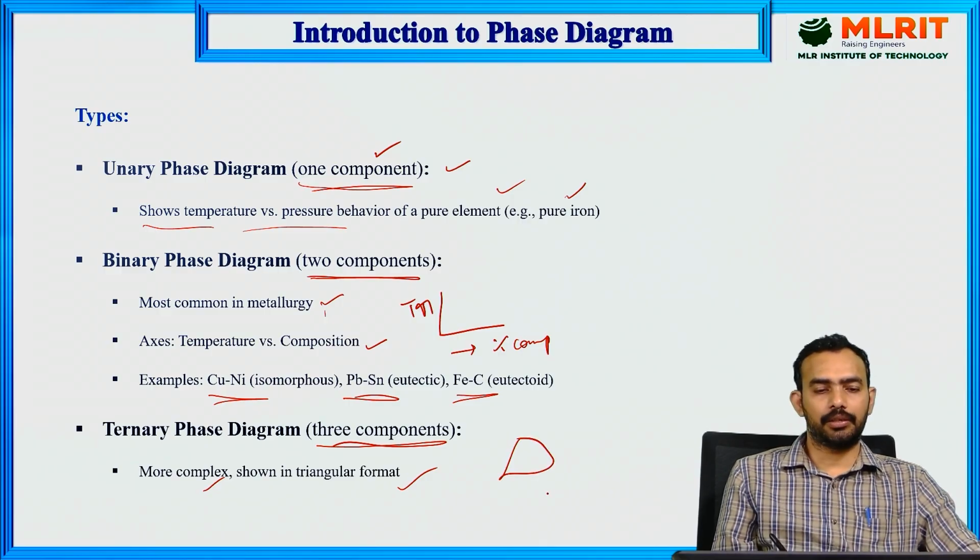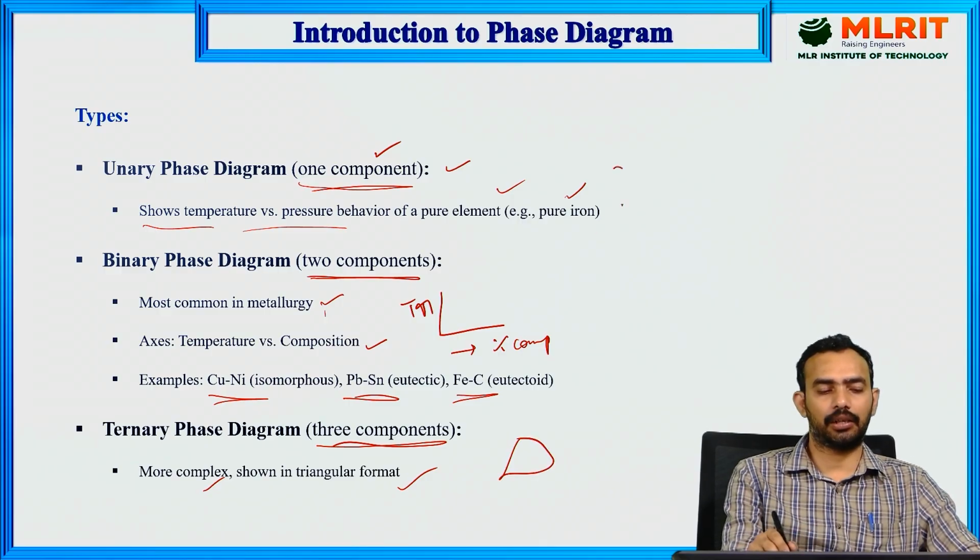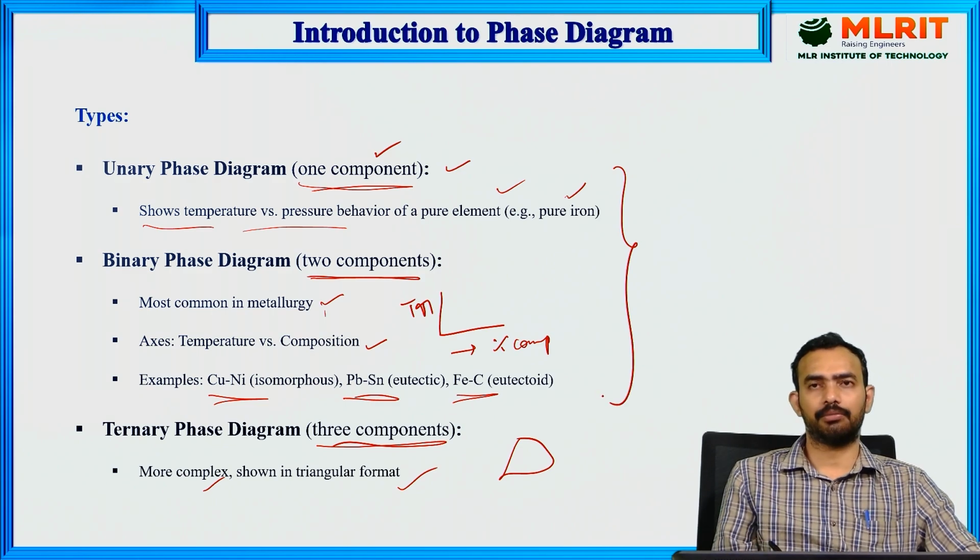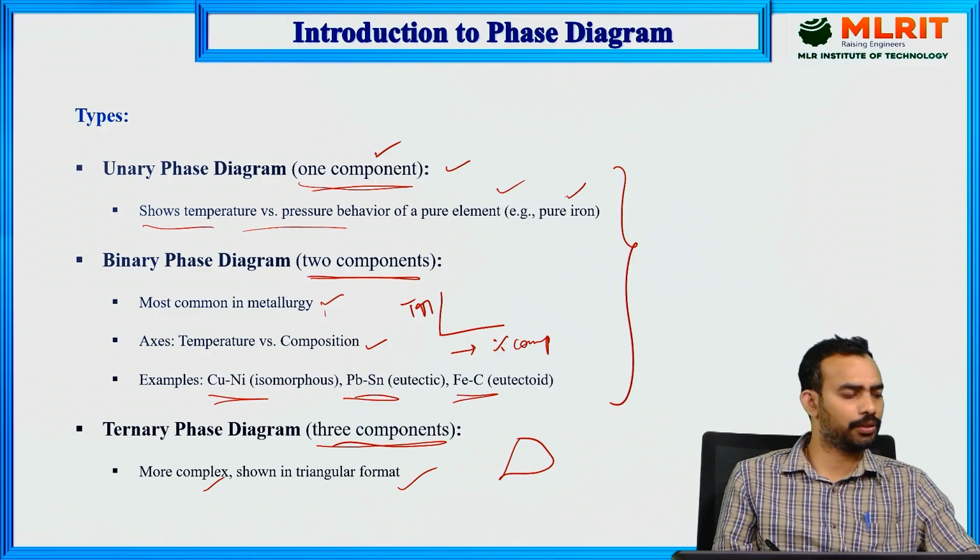Right. So just understand that there are three varieties of phase diagrams. Depending on the number of components that you consider, we can draw the phase diagrams for a unary phase diagram, which is a single component system, a two component system, which is a binary phase diagram, and a ternary phase diagram. There are also more components, but three components have been considered, which is more complex.